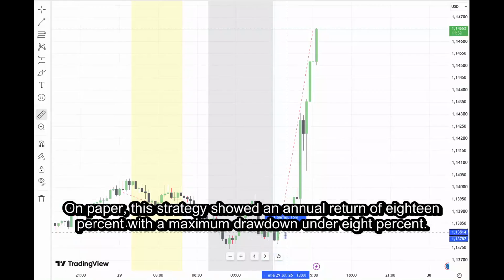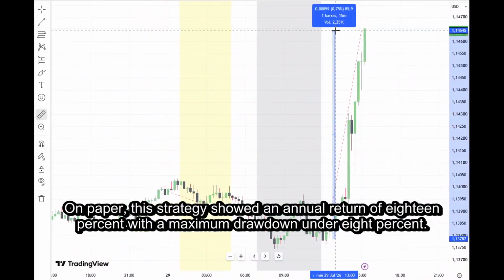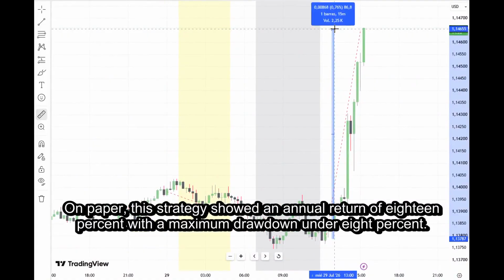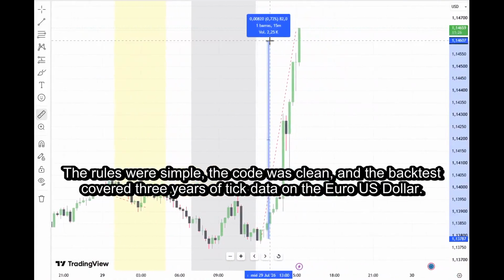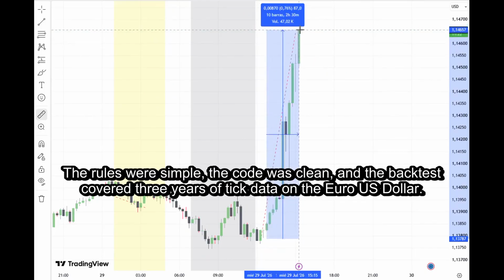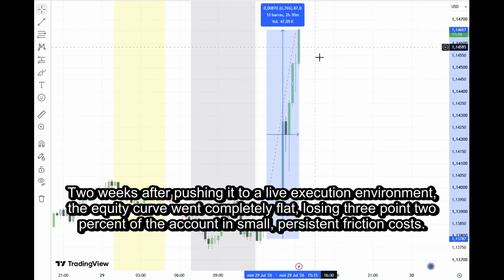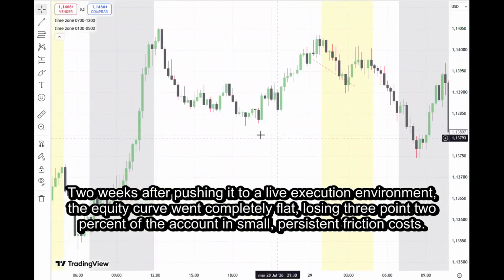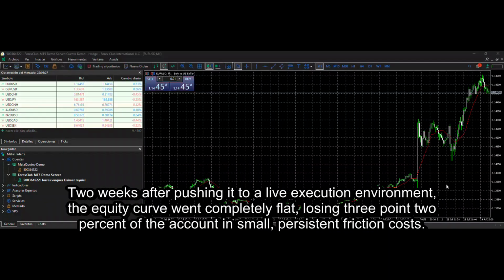On paper, this strategy showed an annual return of 18% with a maximum drawdown under 8%. The rules were simple, the code was clean, and the backtest covered 3 years of tick data on the Euro-US dollar. 2 weeks after pushing it to a live execution environment, the equity curve went completely flat, losing 3.2% of the account in small, persistent friction costs.